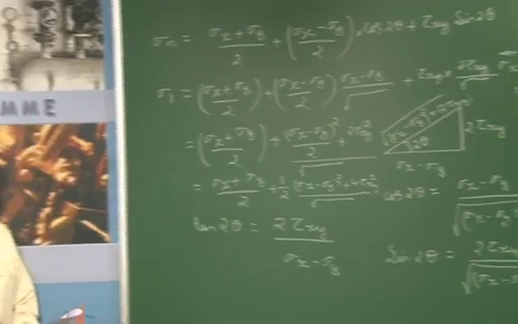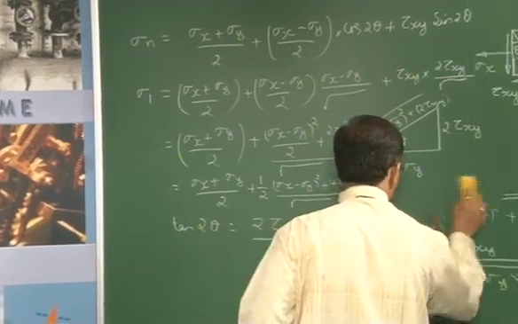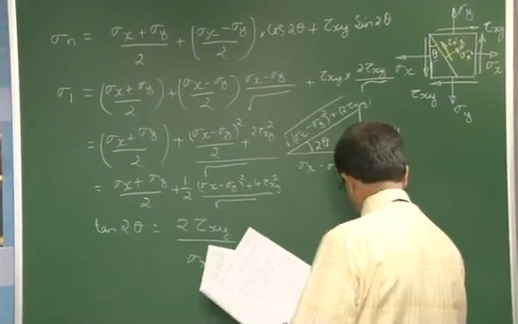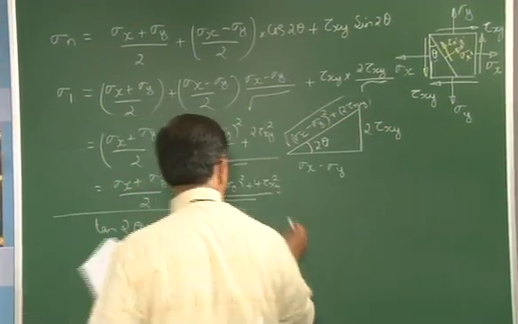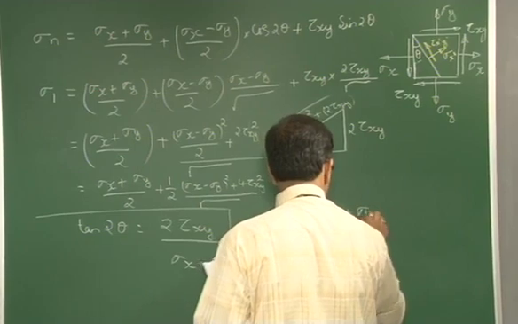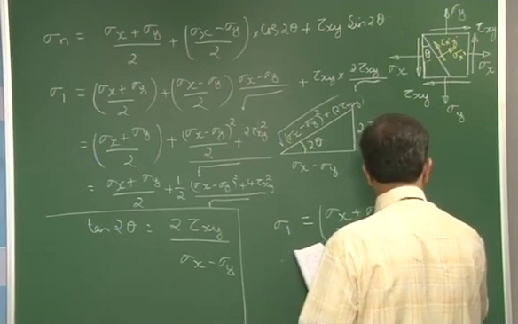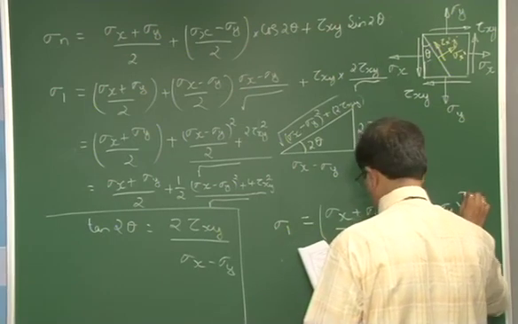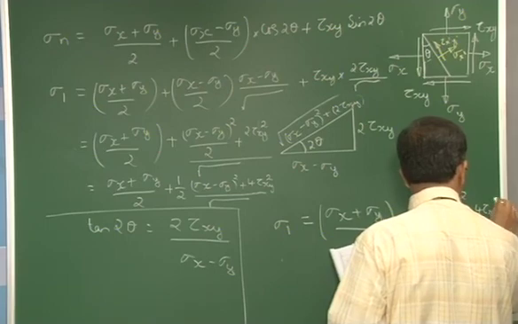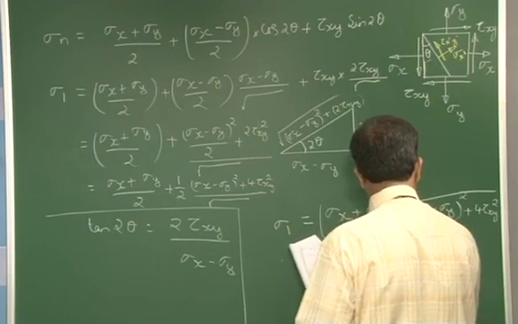This is what we are going to get. So further simplification, I would erase this and we will see what we are going to get. So further simplification of this, we would get sigma 1 to be equal to (sigma x plus sigma y) by 2 plus half of the square root of (sigma x minus sigma y) whole square plus 4 tau xy whole square, and we have half also here which comes out of the thing.